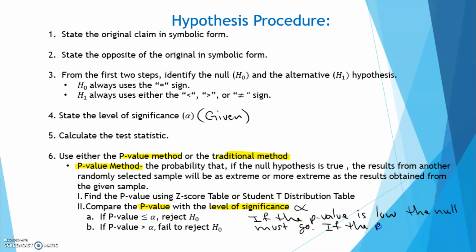If the p-value is high, the null must fly. So if the p-value is greater than or higher than alpha, then we're going to fail to reject H sub 0, or we're going to keep H sub 0. Okay, that's using the p-value method.